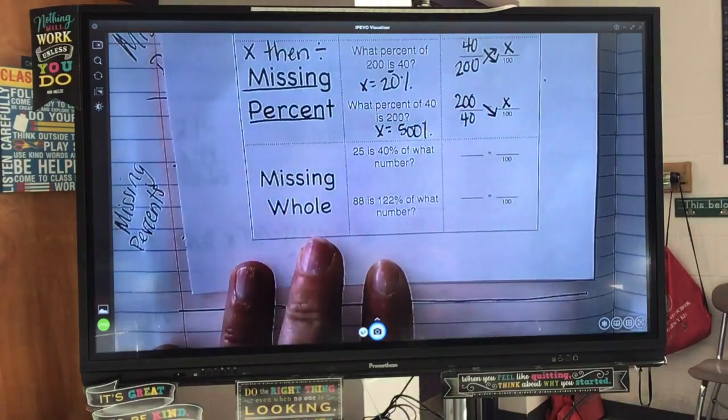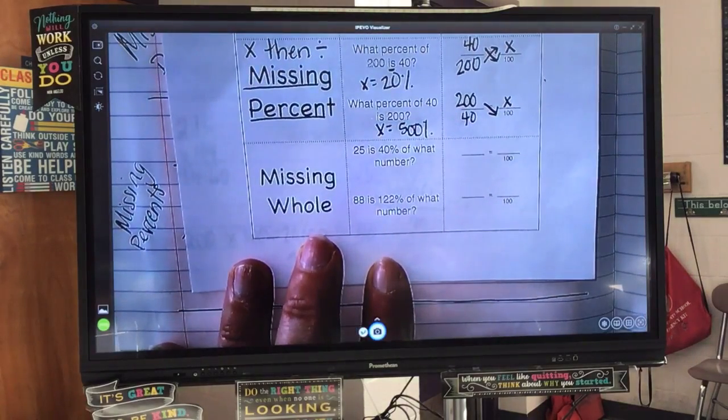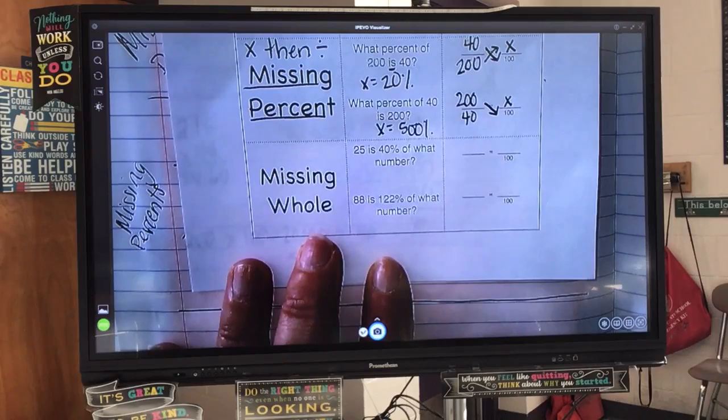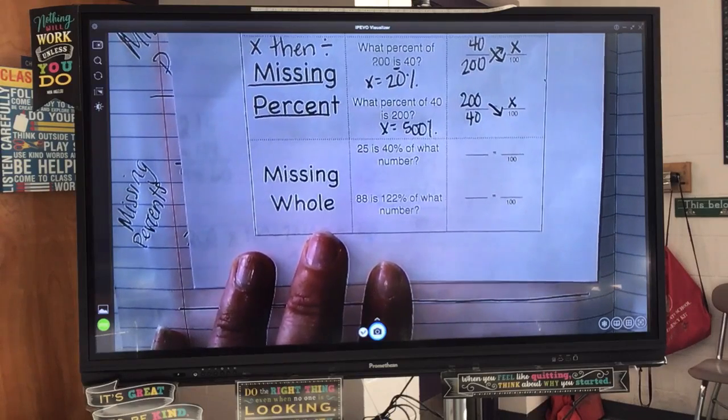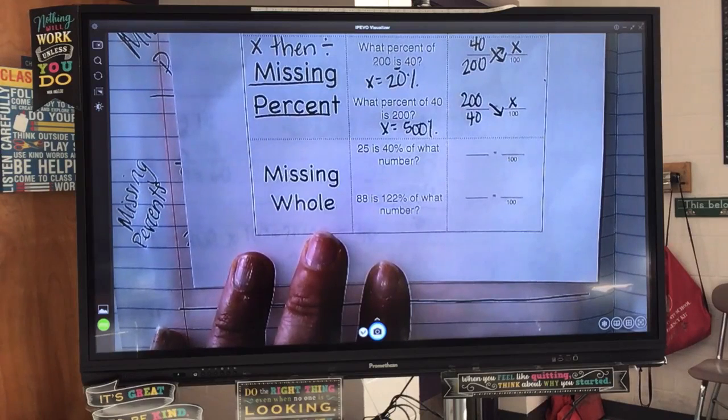And again, asking yourself, does that make sense? And you should say yes, because 200 is super, super big compared to 40. X equals 500%.